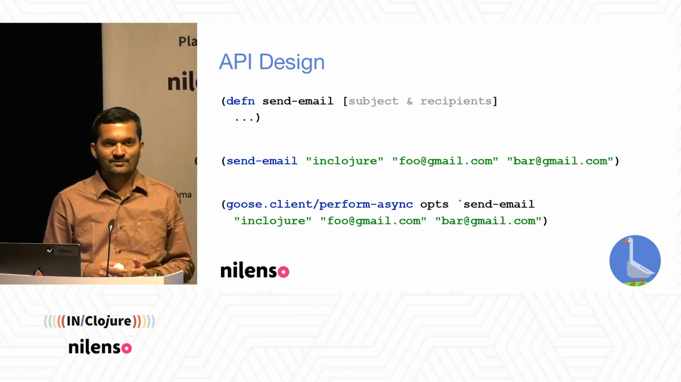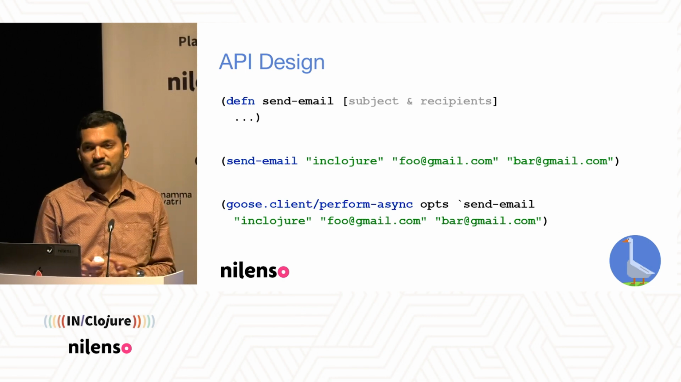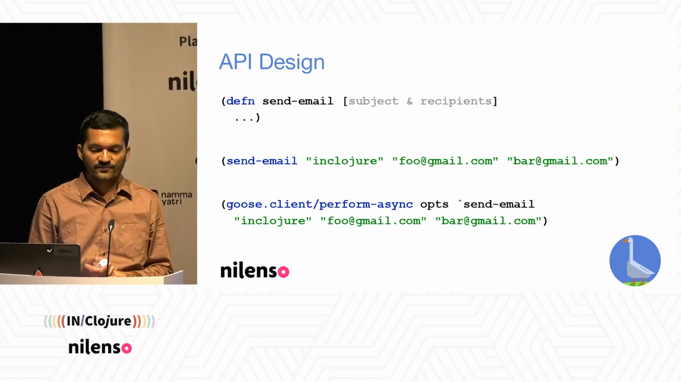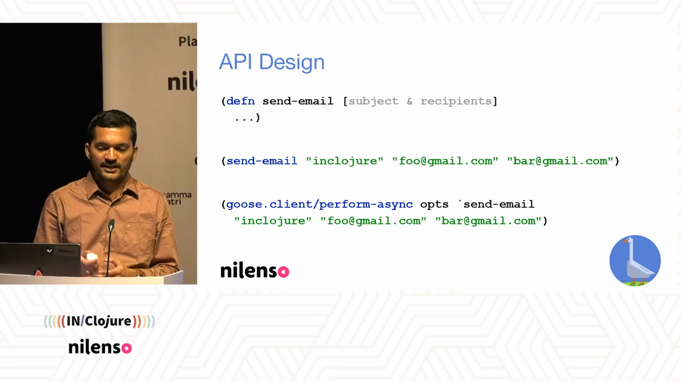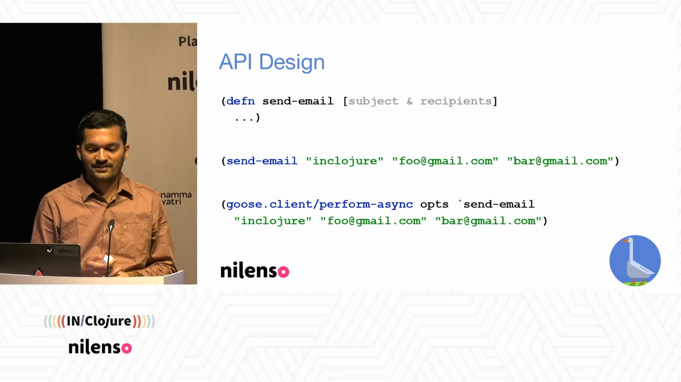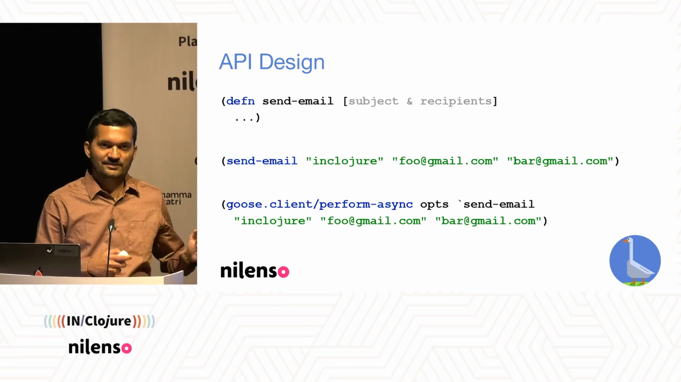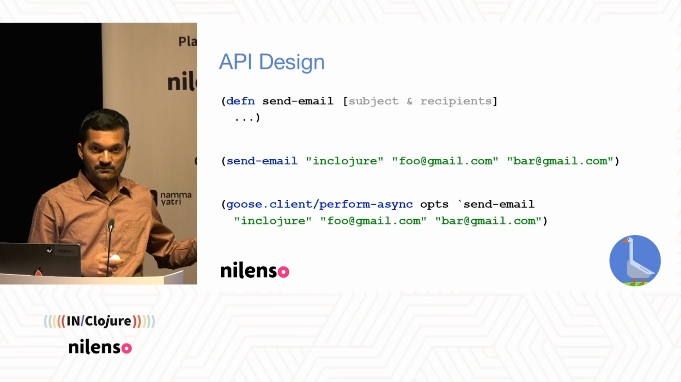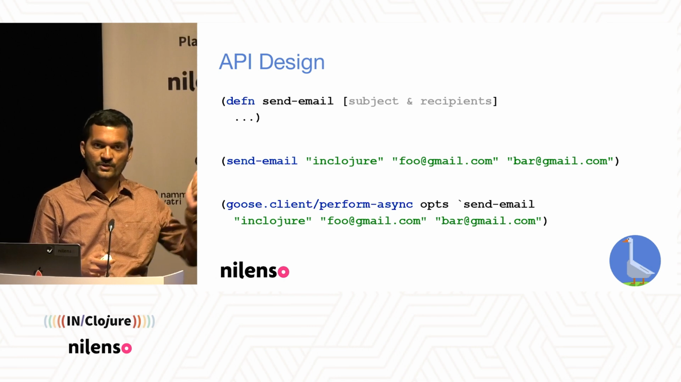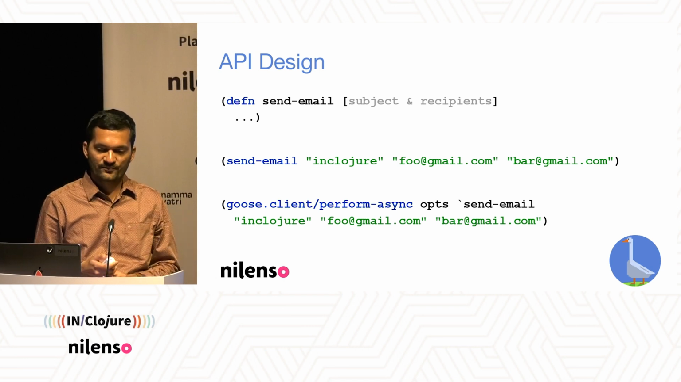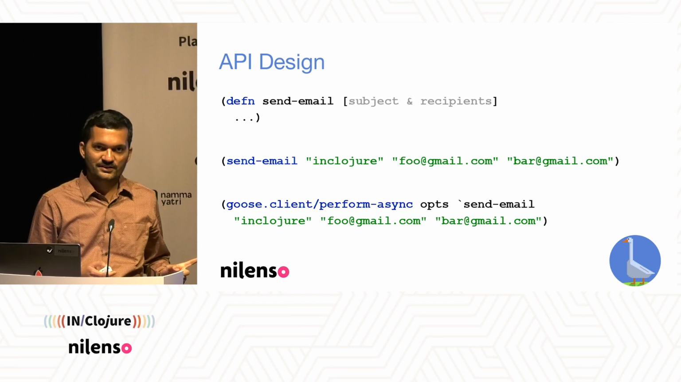So let's take an example of a function which sends email. Now, if you want to call this function, you will give it a subject and a couple of recipients, let's say foo@gmail and bar@gmail.com. Now consider that instead of executing this function synchronously, you want to enqueue it as a job. So this is how you can do it.